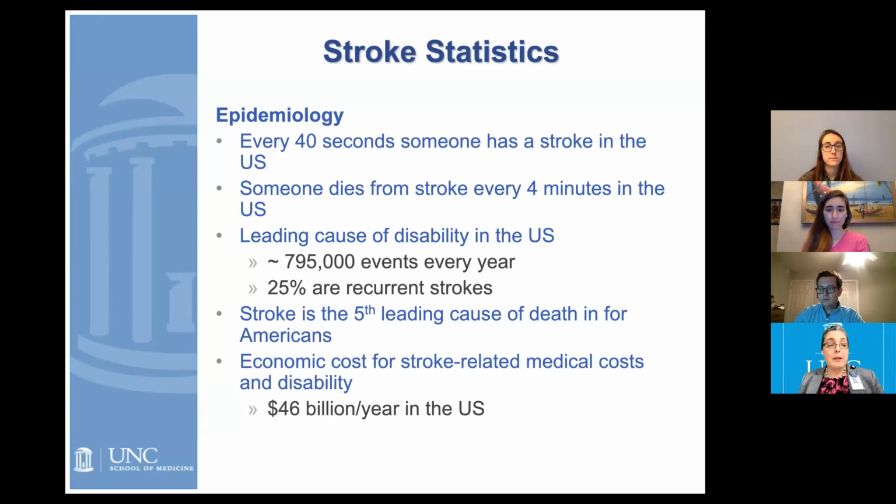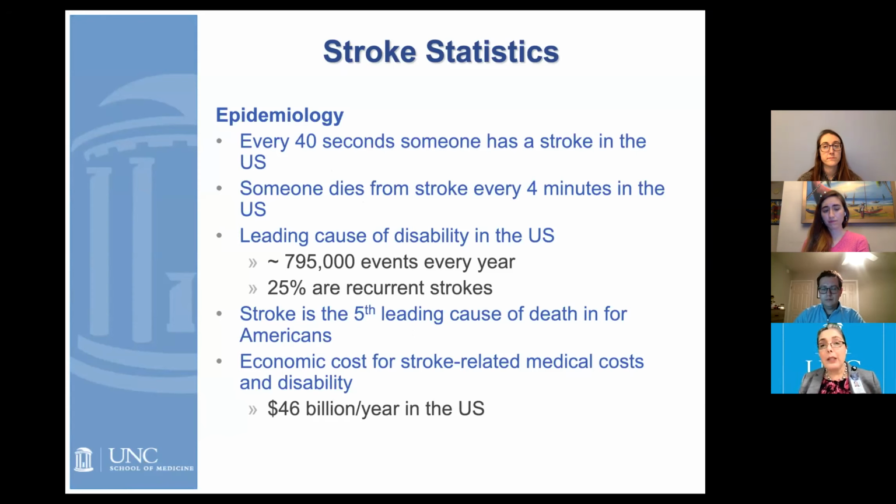So in the time I've been speaking, the last 20 or so minutes, about 5 to 6 people have had a stroke and have died from a stroke. So every 40 seconds in the US, somebody has a stroke, and every 4 minutes, someone dies from a stroke. And these are pretty striking numbers.